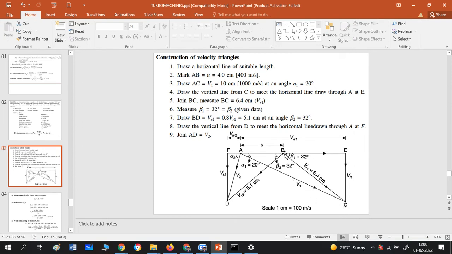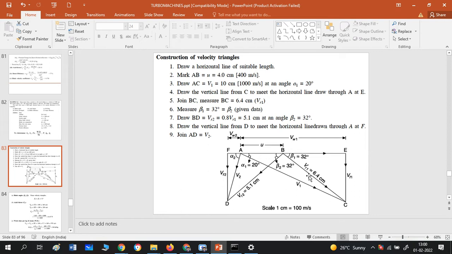So once point B is known, C is also known. So join C and B to get beta 1 and VR1. Once you get VR1, 6.4 centimeter multiplied by 100, you will get meter per second. 640 meter per second, sorry. 6.4 into 100, that much meter per second is VR1. VR1 value also you can find out.